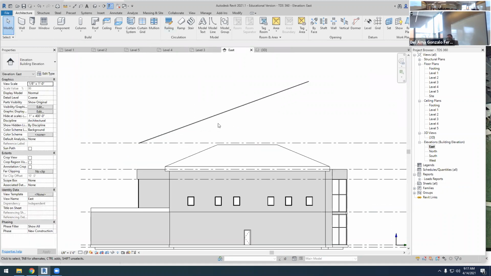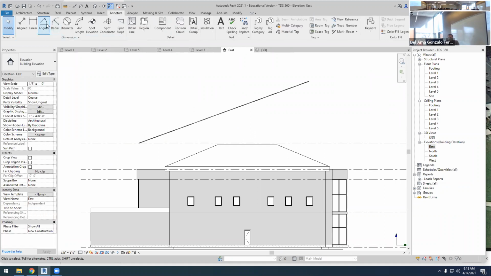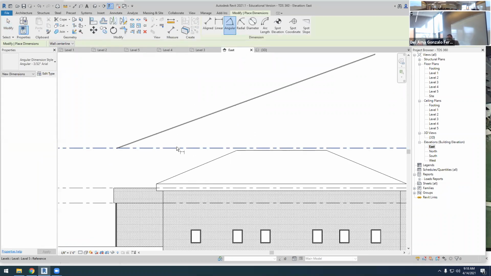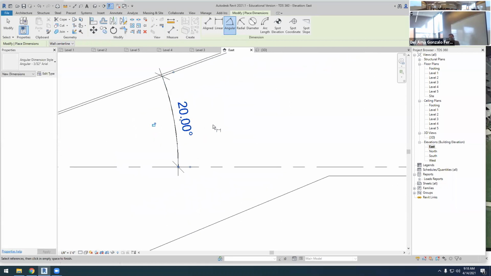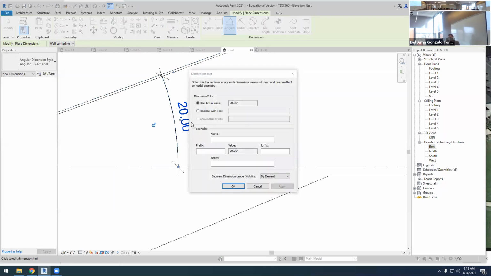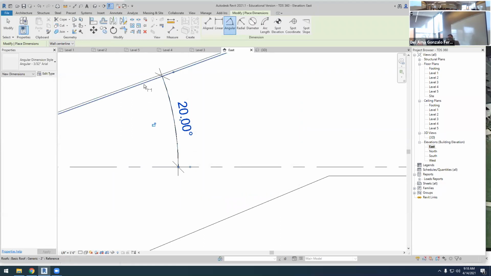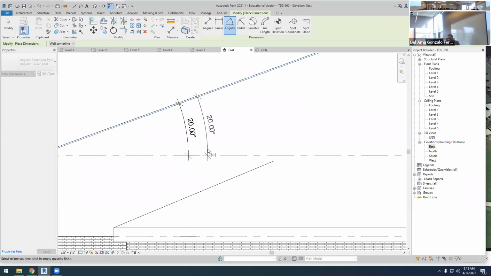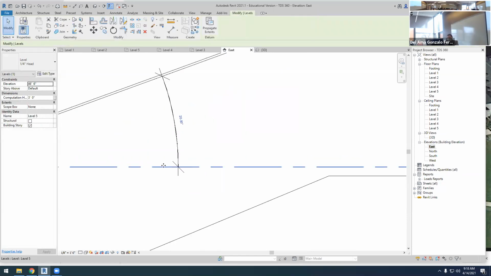Let's go to the east elevation. And if we go to annotate, and to the angular dimension, we can select this point and that point, and here we have the angle. The angle is 20. We can change it if we want. This to be 15.